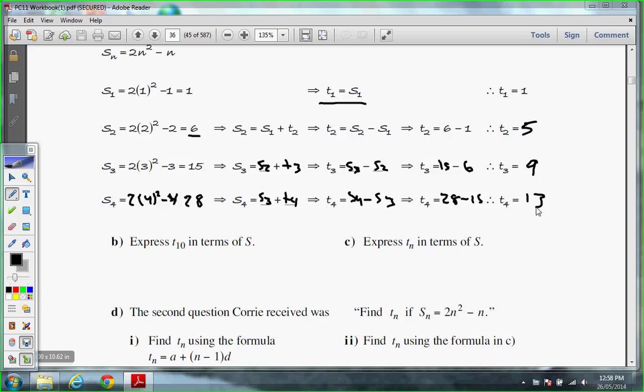So express T10 in terms of S. T10 in terms of S would be series 10 minus series 9. That's the whole point of this. It's understanding that you can get it by that series subtracted by the series before it. Then it says express it in terms of n. So in general, T sub n is equal to S sub n minus S sub n minus 1. The number before it.